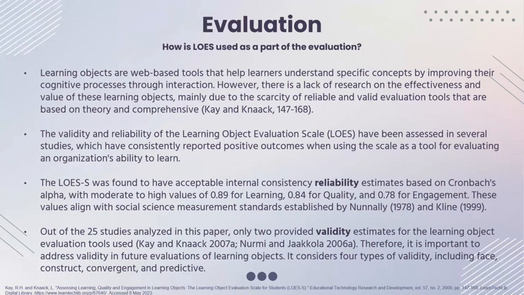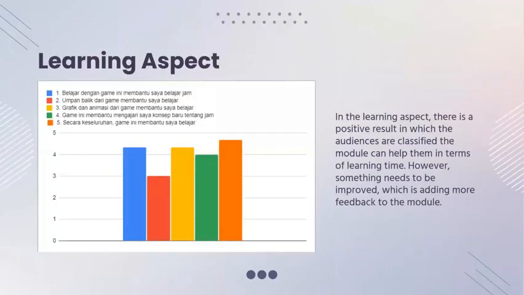That's why the details of the validity can be checked through the reference below. This is some result from the audience using the LOES. First, it is about the learning aspect. And in the learning aspect, there's a positive result in which the audience are classified. The module can help them in terms of learning time. However, something needs to be improved.